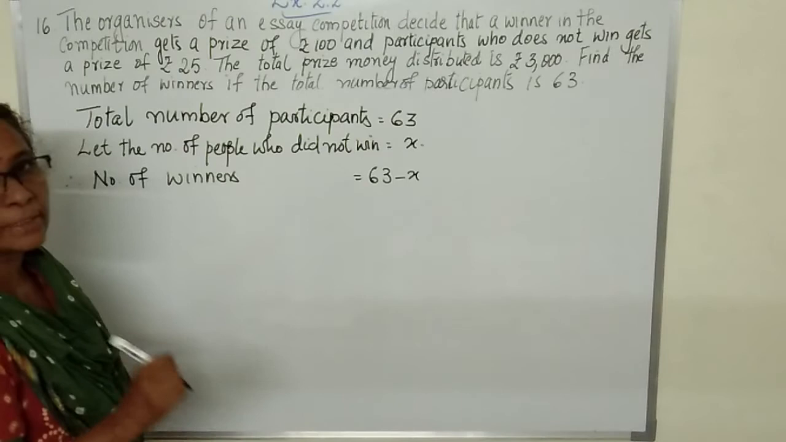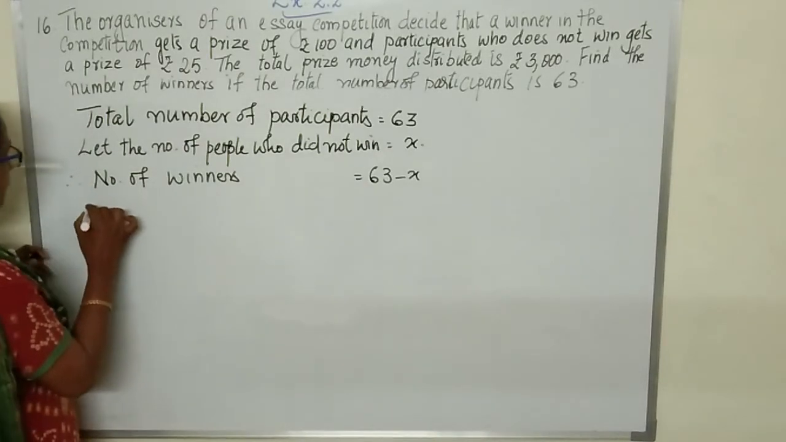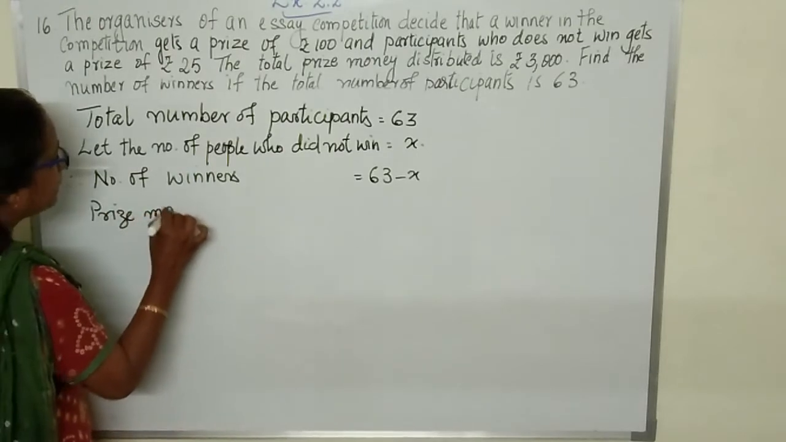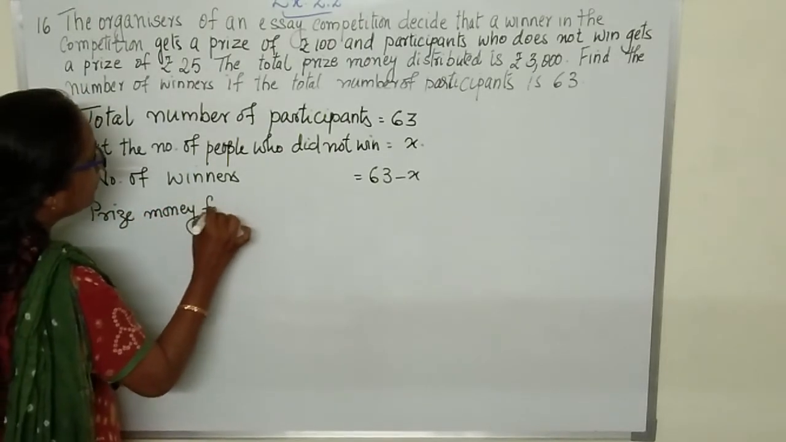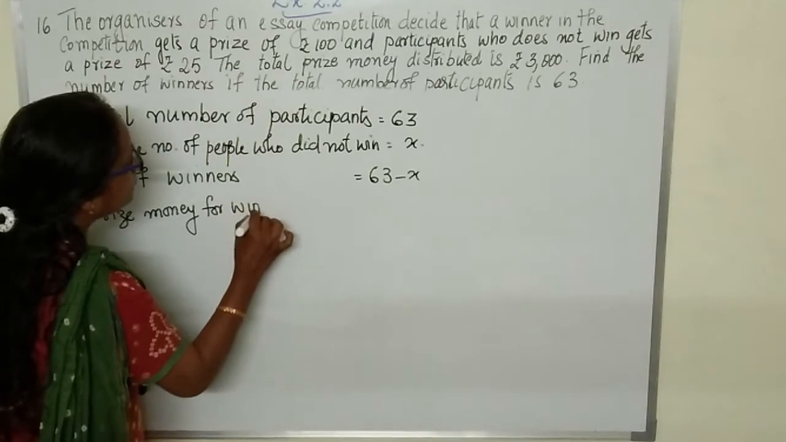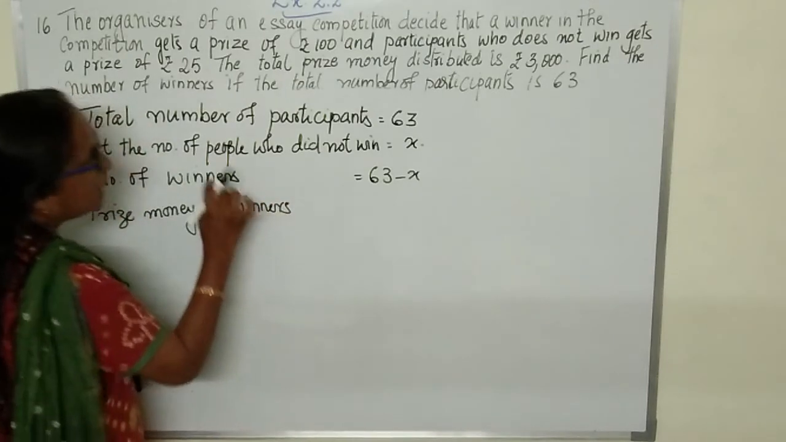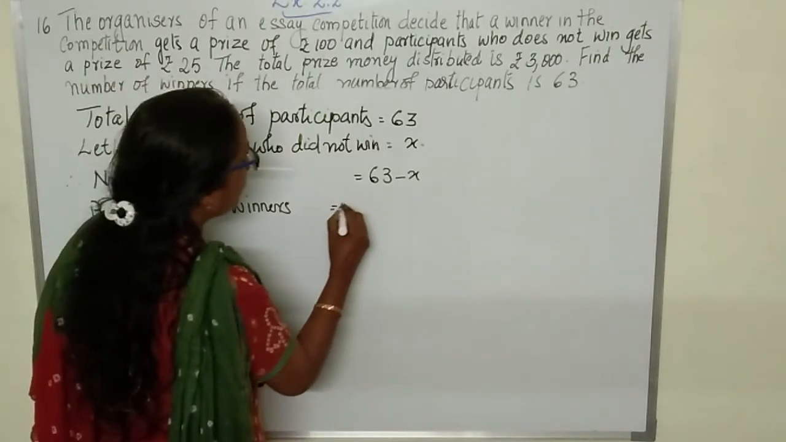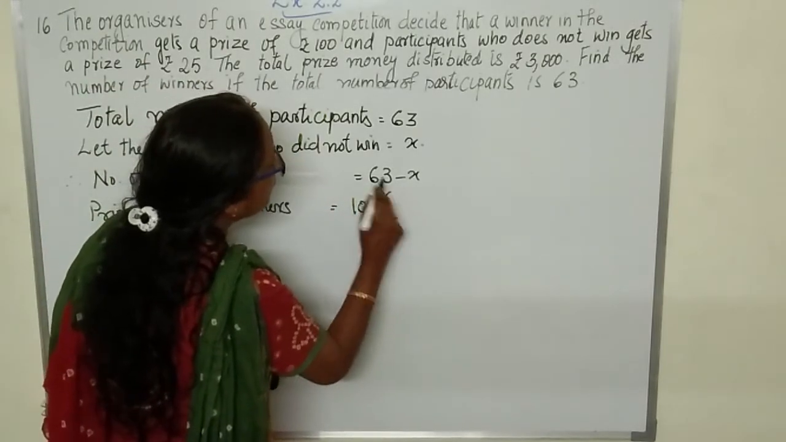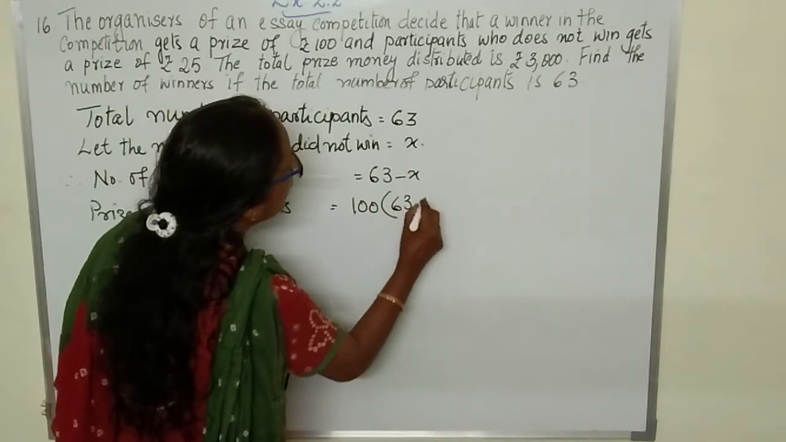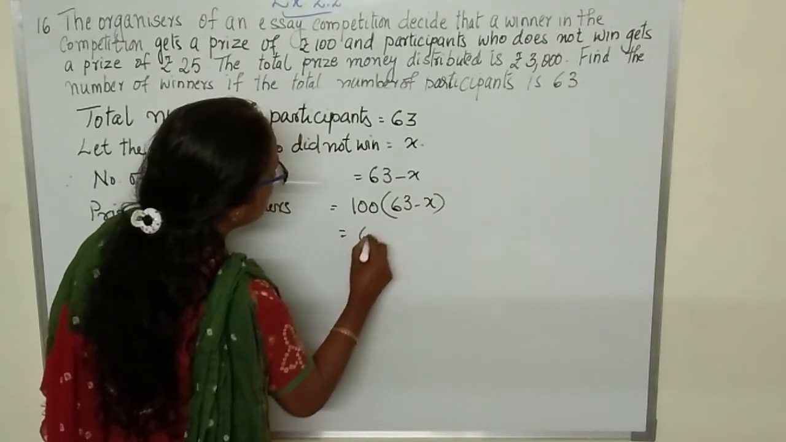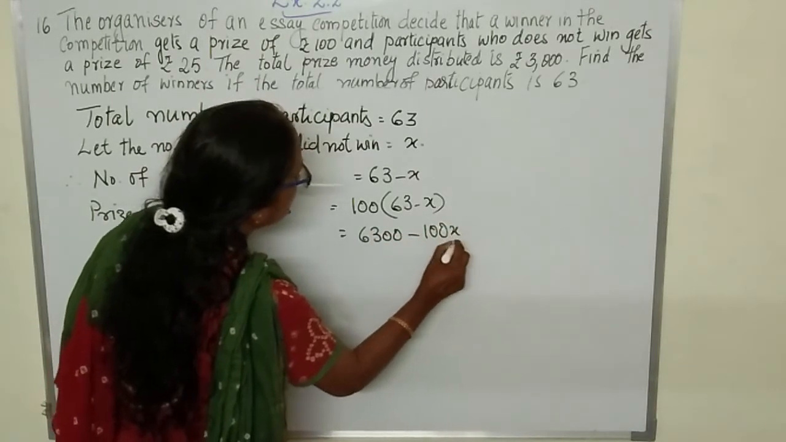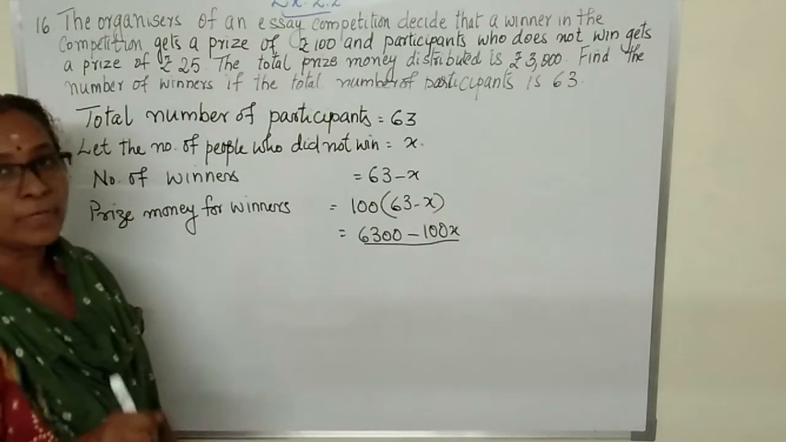Now, let us see the prize money. Prize money for winners. How much are they getting? 100 per winner. So 100 into, how many people are there? 63 minus X, which is equal to 6300 minus 100X. This is the amount given to the winners.